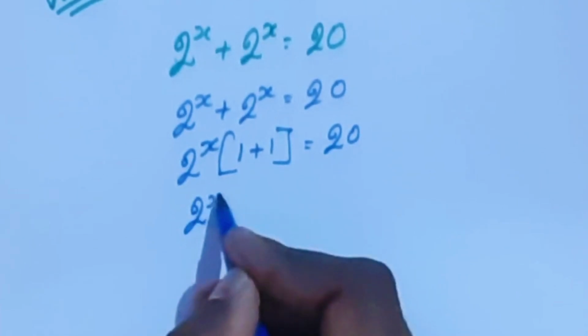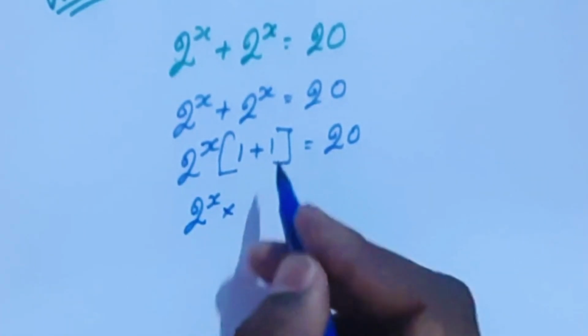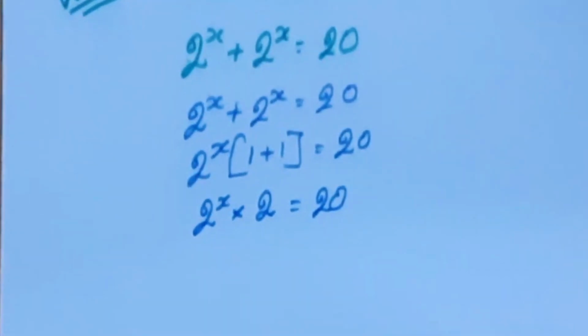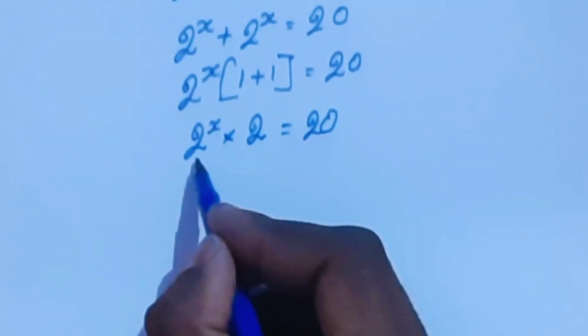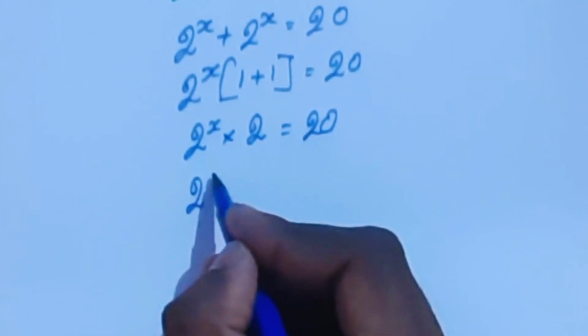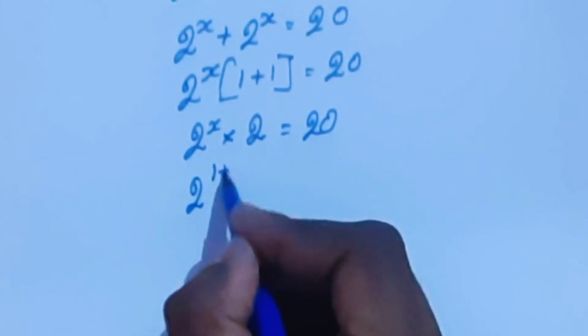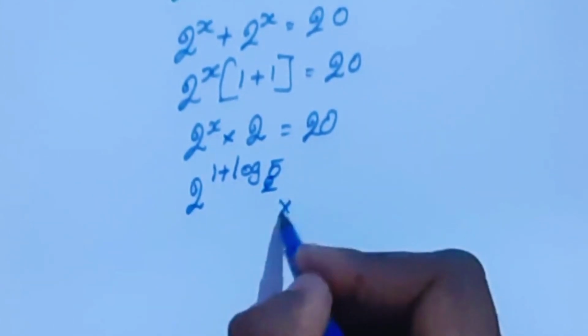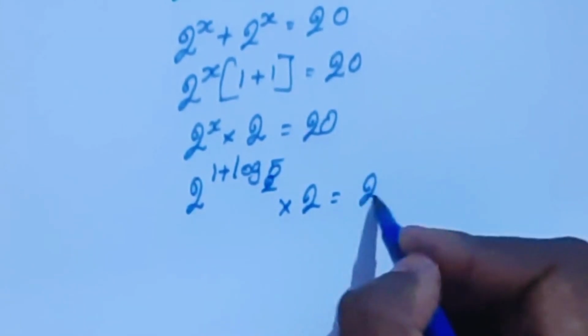Here 2 power x times 1 plus 1 is 2 equal to 20. Now here we are going to apply this x value here. 2 power 1 plus log 5 base 2, times 2 equal to 20.